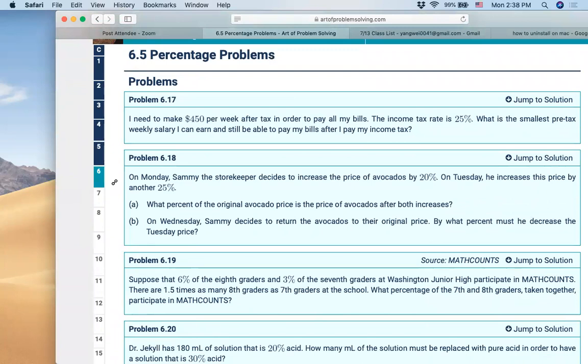This one says, I need to make $450 per week after tax in order to pay all my bills. The income tax rate is 25%. What is the smallest pre-tax weekly salary I can earn and still be able to pay my bills after I pay my income tax? Everybody do this on your scratch paper, then send me your answer.